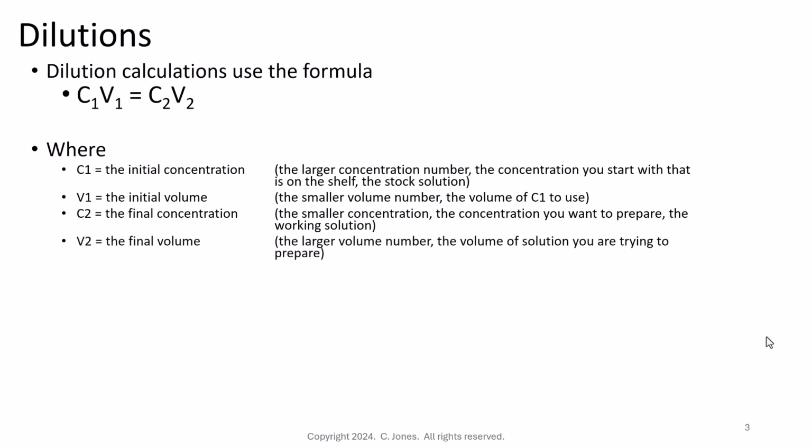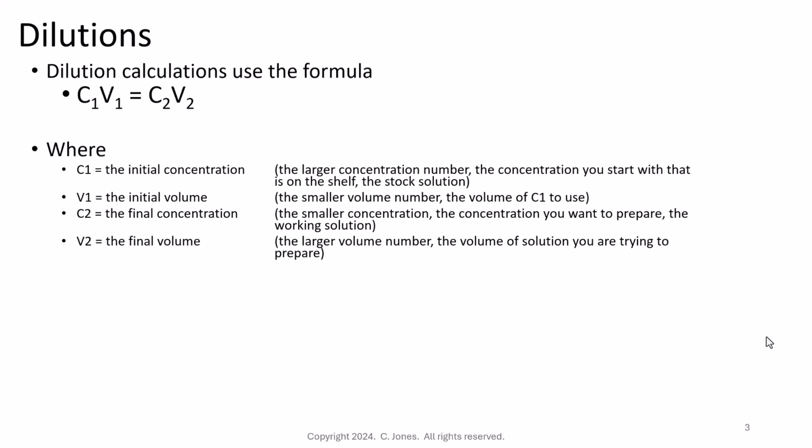And V2 is the final volume. So this is going to be the bigger volume because we're spreading out the solute, right? So this is going to be a larger volume, a bigger number compared to V1. It's the volume of the solution that you are trying to prepare.